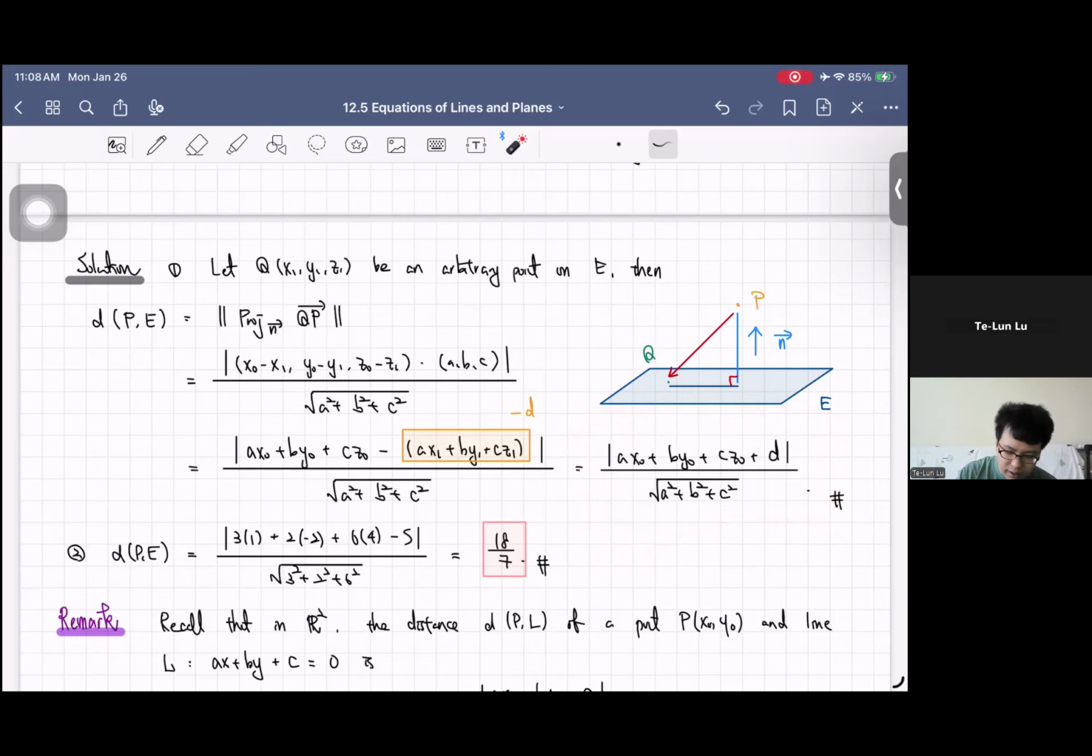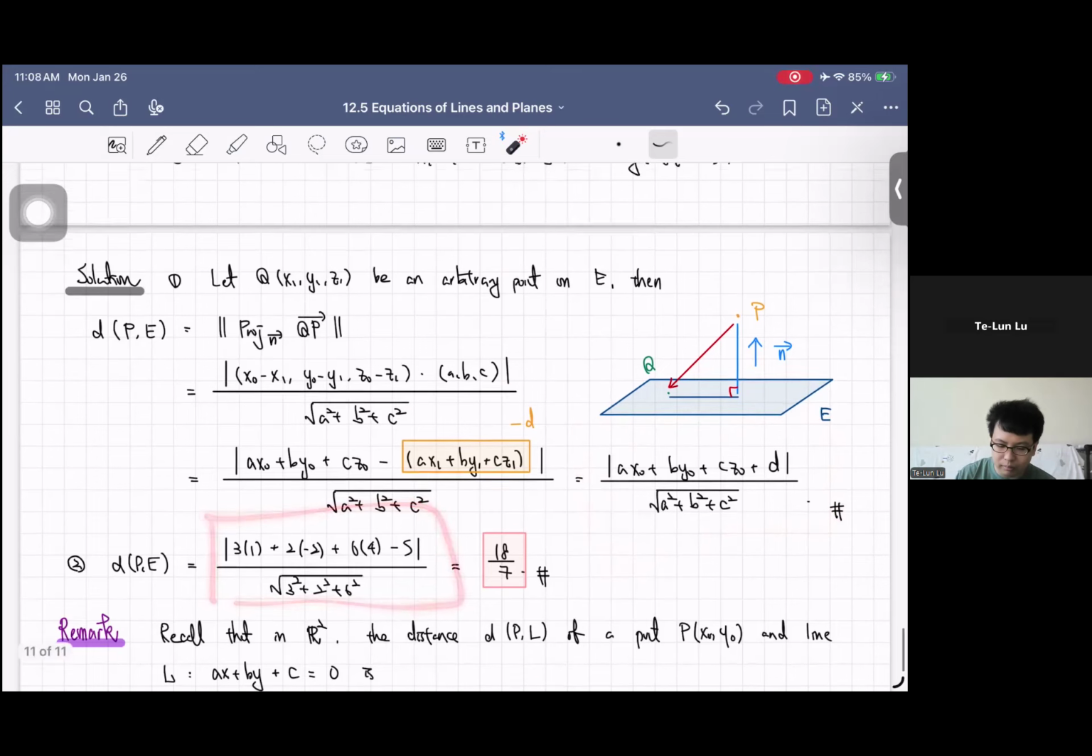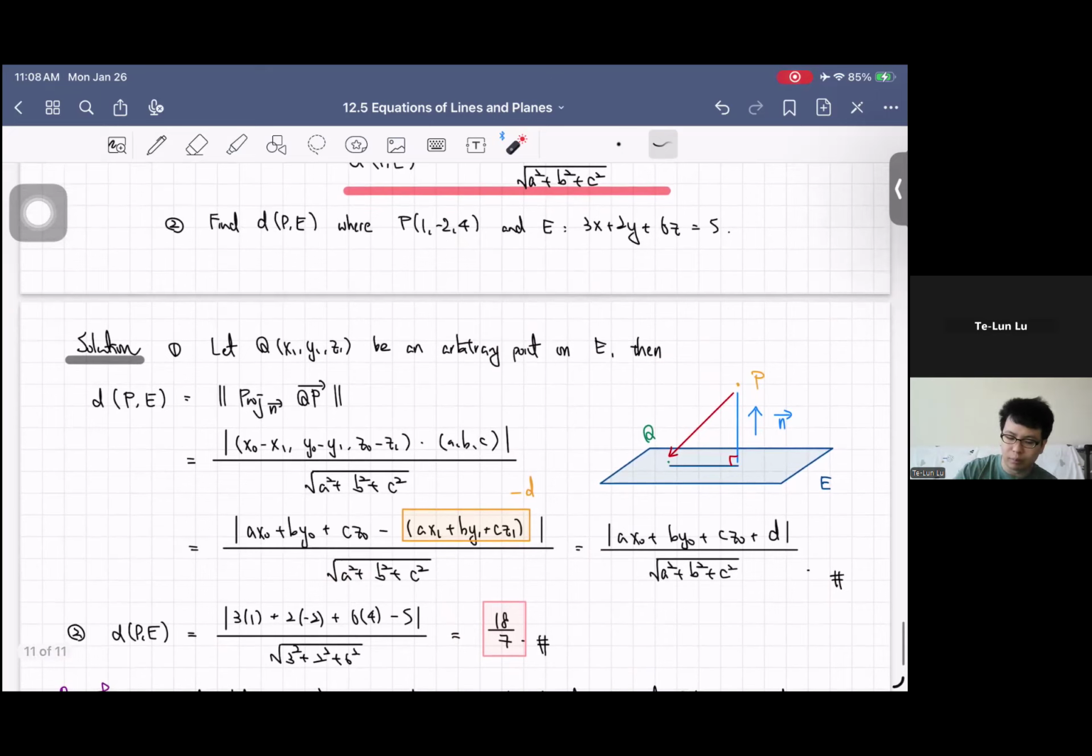Okay, and this is just a simple evaluation exercise. You plug this point P and this plane E into this equation. Note that I have to move the 5 here to make things consistent. It should be ax plus by plus cz plus d equal to 0. In this case, d is equal to minus 5. The rest is just algebra. You get 18 over 7, which is the distance between the point P and the plane E.